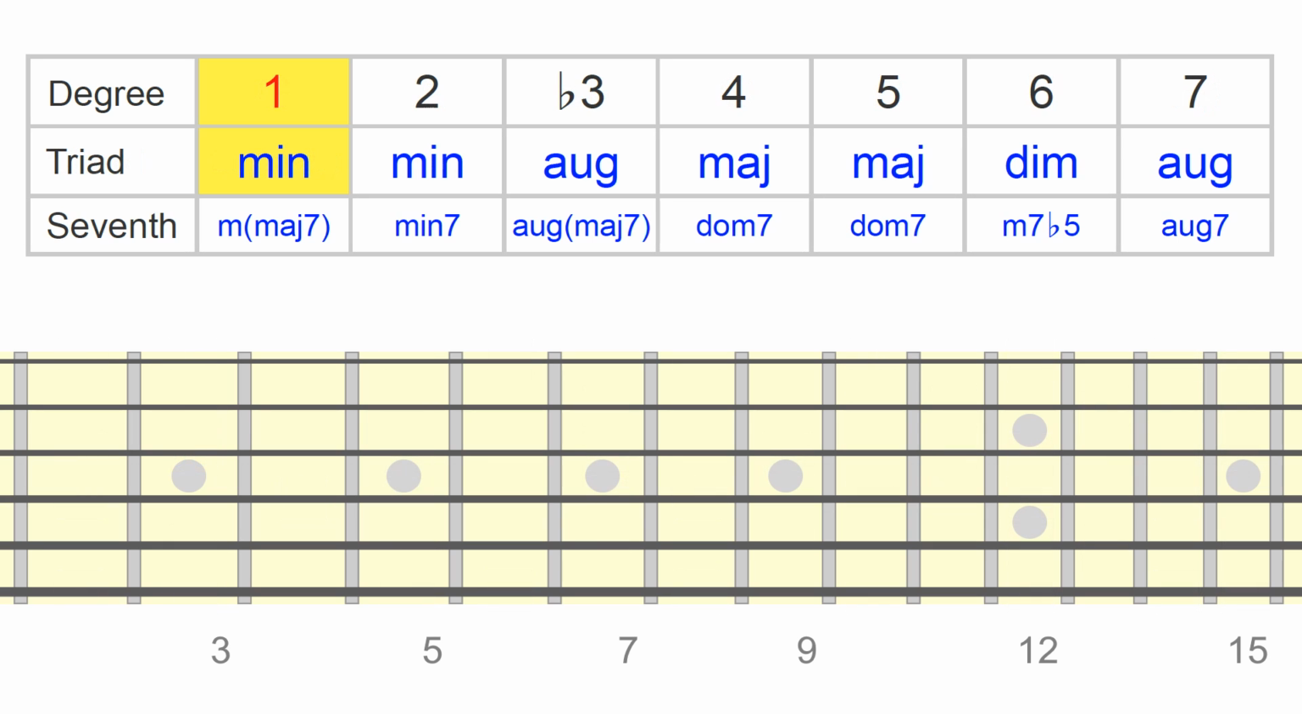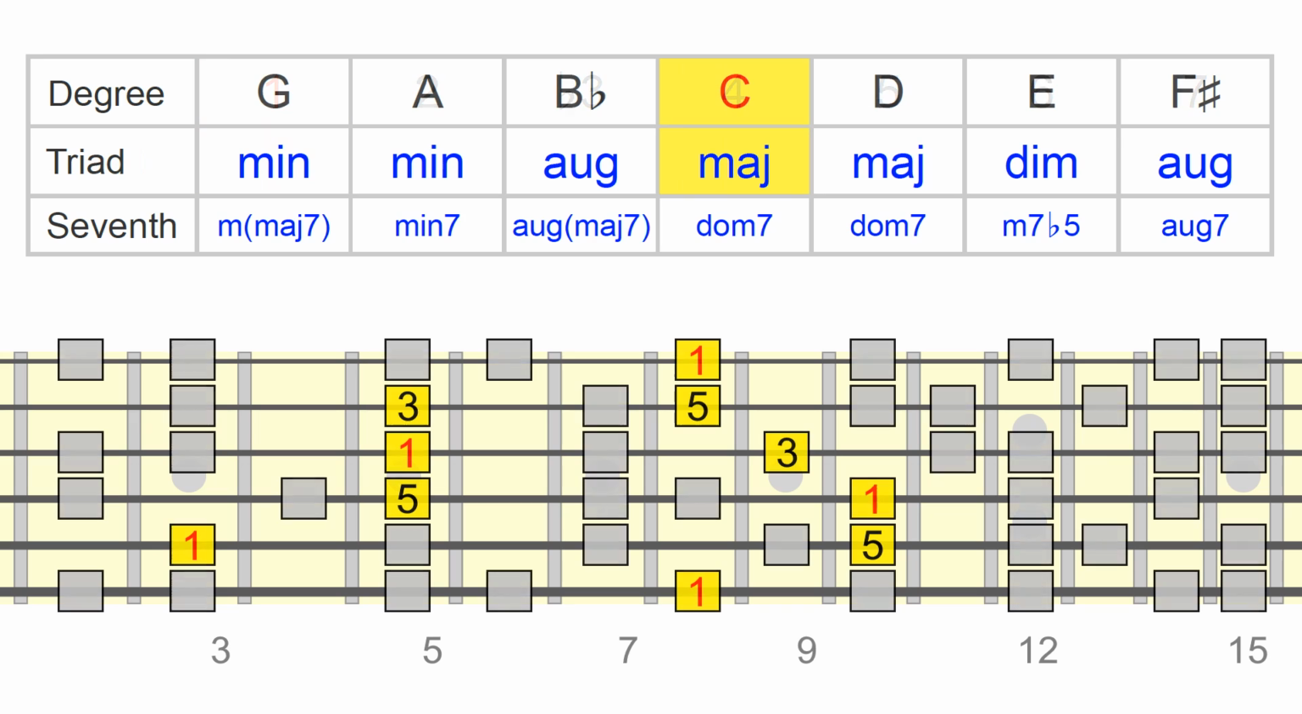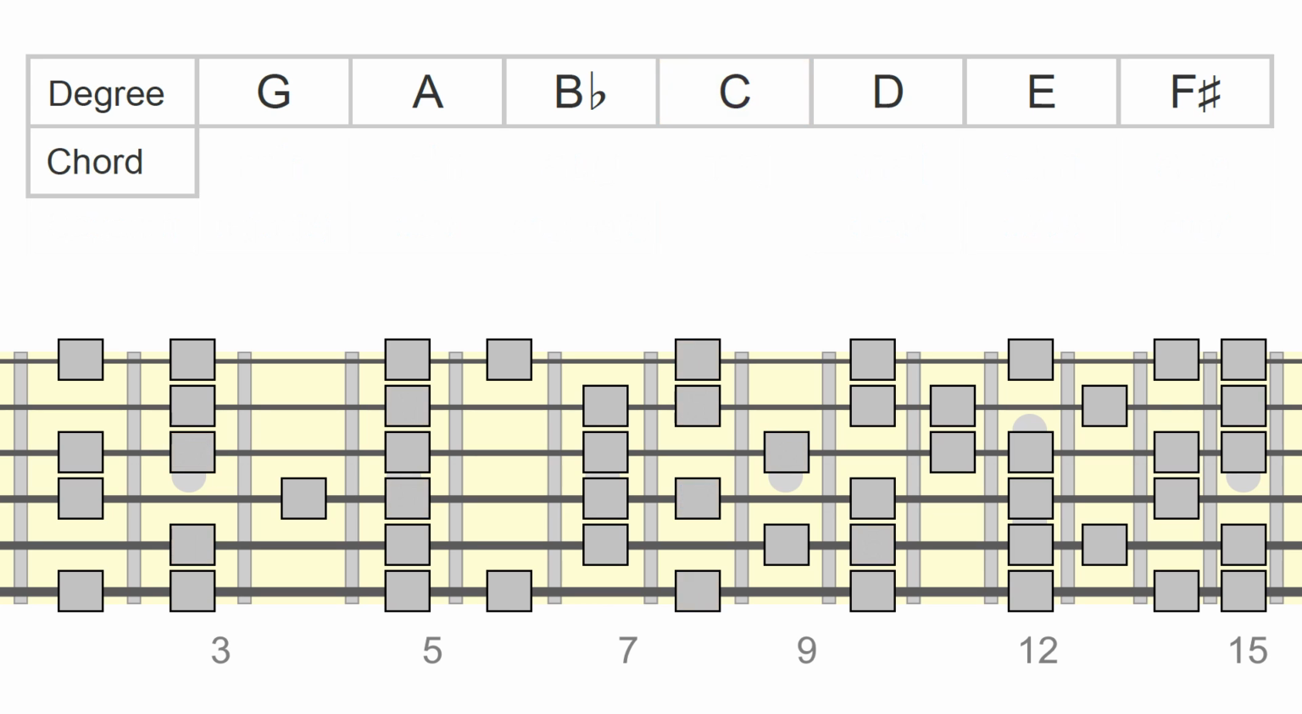A common movement is to the 4 chord. In G melodic minor, that would be C major in its triad form, and C dominant 7 in its 7th form. But again, let's explore some additional colours on this 4 position, using the scale's tones.